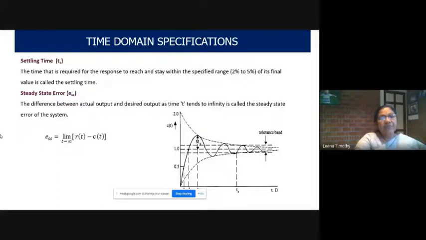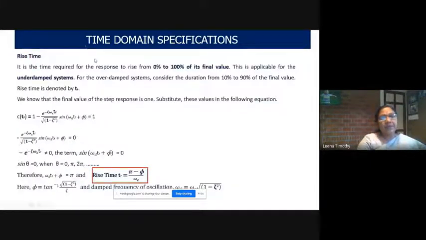And now we can derive the expressions. We have to derive the expressions for rise time, peak time, maximum peak overshoot, settling time, etc. So first we can find the derivation or expression for rise time.